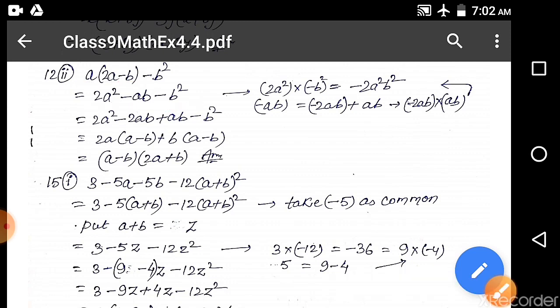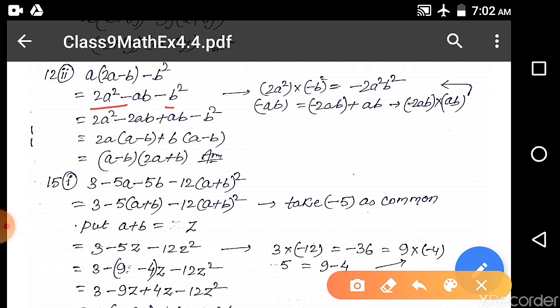Now see the product of first two terms. The first and last terms are 2a square and minus b square. So the product is 2a square into minus b square, equal to minus 2a square b square. The middle term is minus ab. So this minus ab is broken into two terms, whose subtraction gives the middle term and whose product is this product. So for this minus ab we can write minus 2ab plus ab. See, this one is the next line.